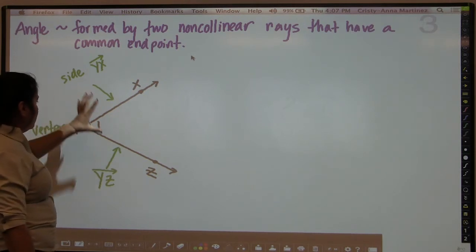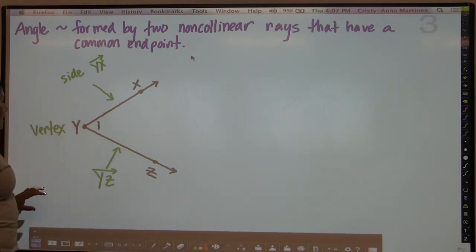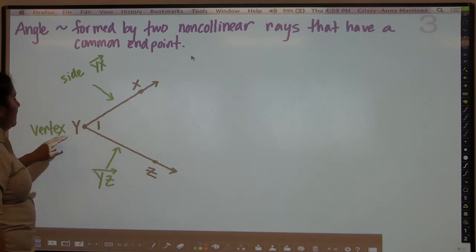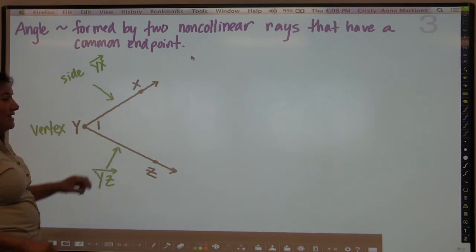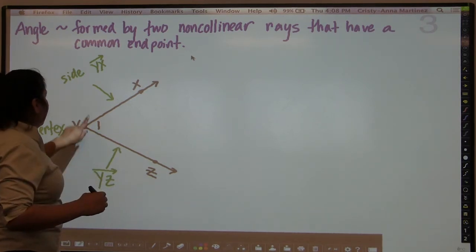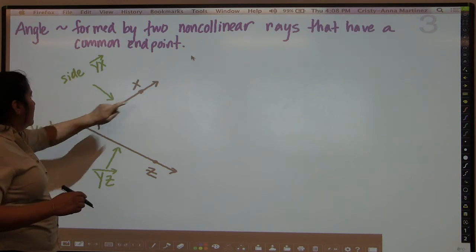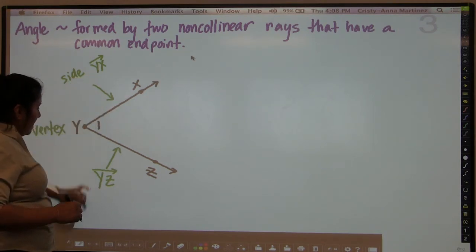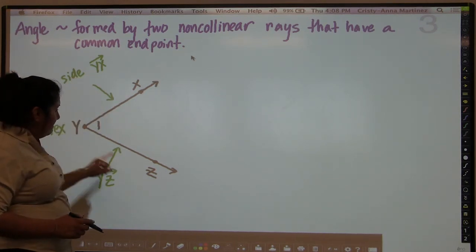There are parts to the angle that I want you to be aware of. The common endpoint, we refer to as the vertex. And then each ray ends up being a side of the angle. So here I have the ray starting at Y going through X. So that's side YX. And over here we have side YZ.